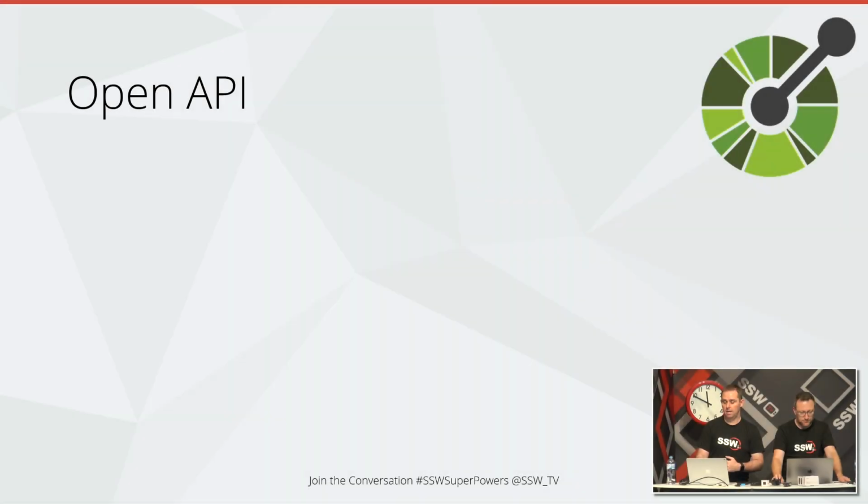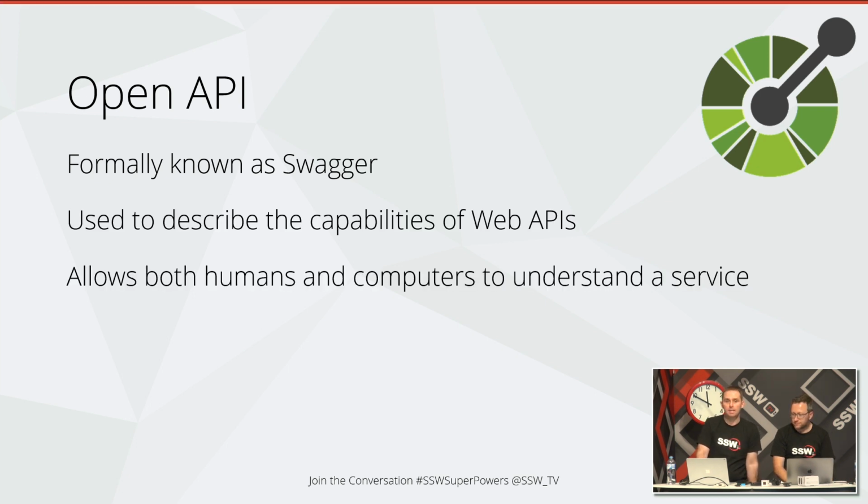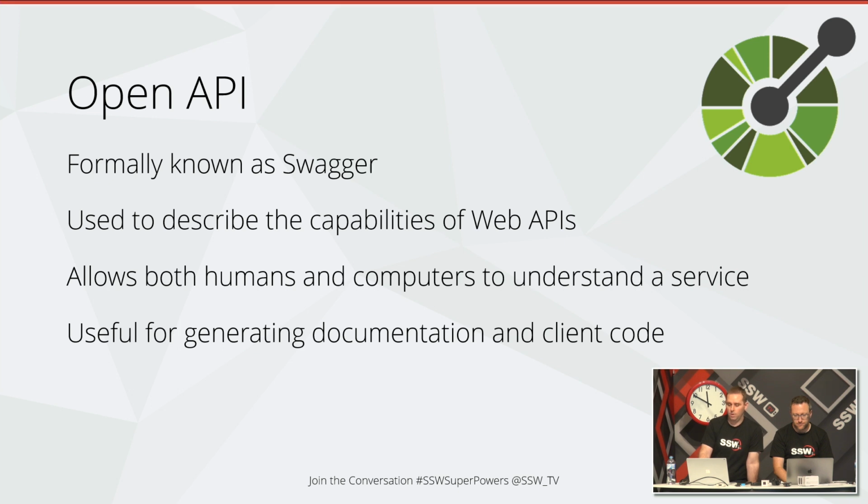So everyone by now has heard of OpenAPI. If they haven't, they've heard of Swagger, and OpenAPI is the new name for Swagger. It's used to describe the capabilities of web APIs, and that allows both humans and computers to understand a service. That's kind of a weird way to put it, but when computers understand a service, they can generate documentation and client code, which makes it easier for humans to understand the service, right?